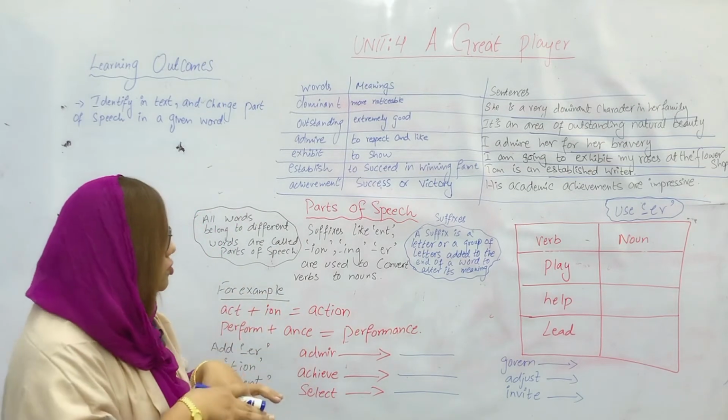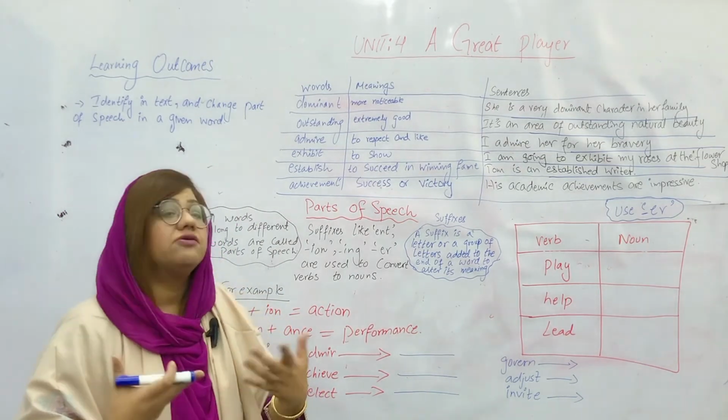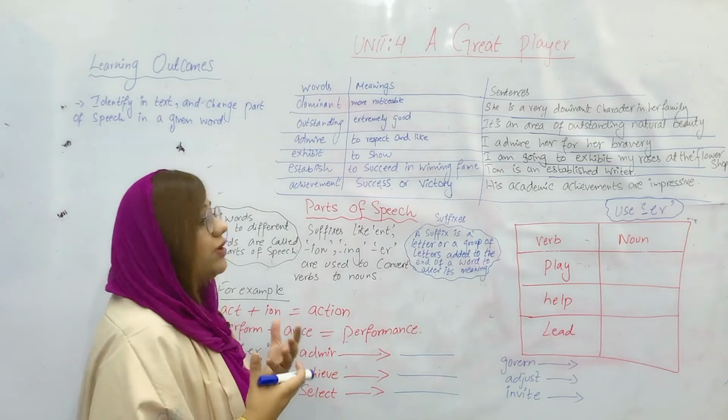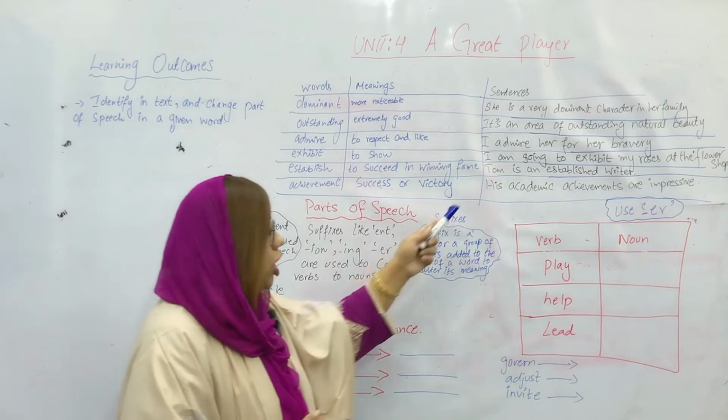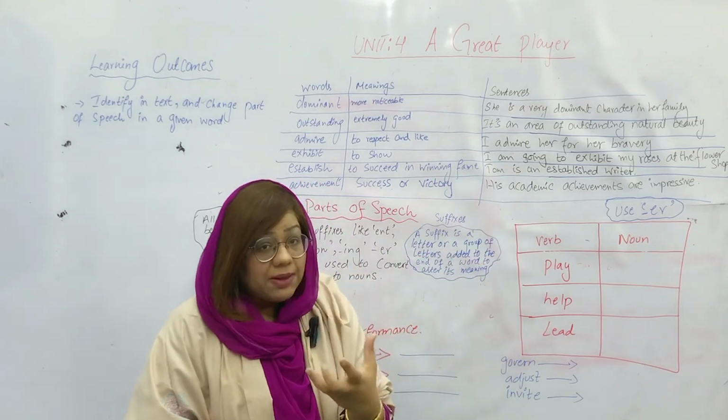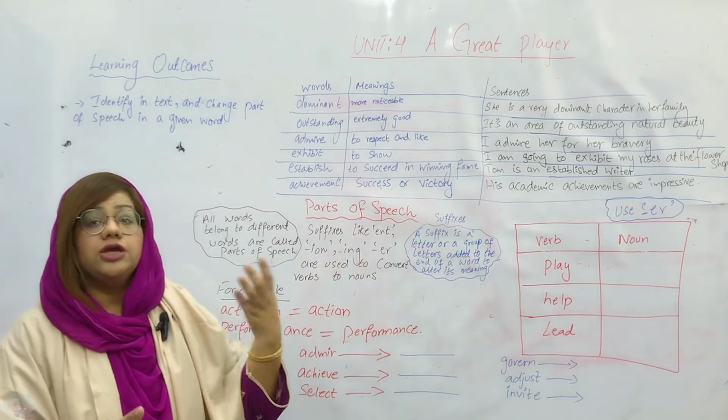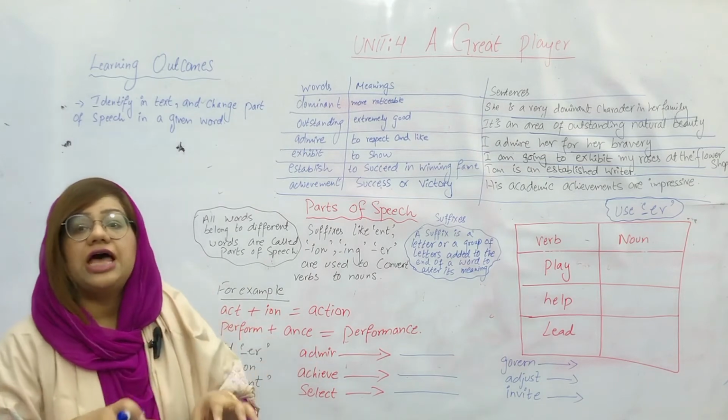Establish means a renowned person, a person who has succeeded in any kind of field and has a lot of fame. Tom is an established writer. Established means he is a renowned writer. He got fame, so it's an established writer.